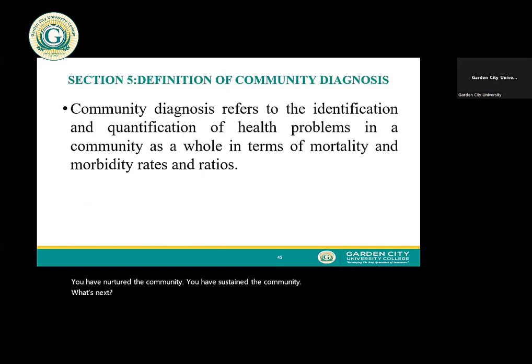What's next? We are looking at community diagnosis as health professionals. One of the things that we do in the community is to identify and quantify health problems in terms of morbidity and mortality rates and ratios. This is what we call community diagnosis. We go into the community. If you want to diagnose the community, it means that we want to identify the health problems and quantify them, place a quantity, a magnitude on them in terms of mortality. What is going on in terms of numbers? And then when you take morbidity also, in terms of numbers, that is what community diagnosis is.